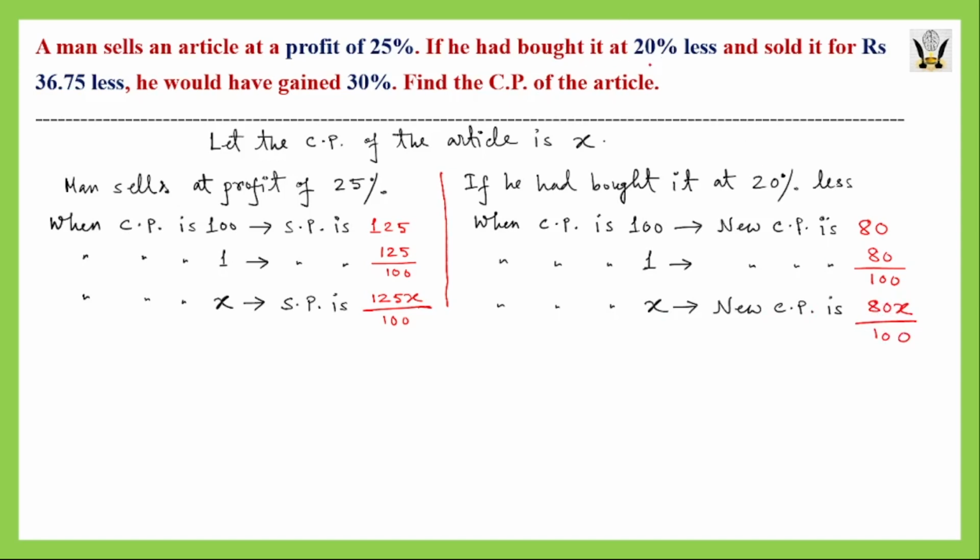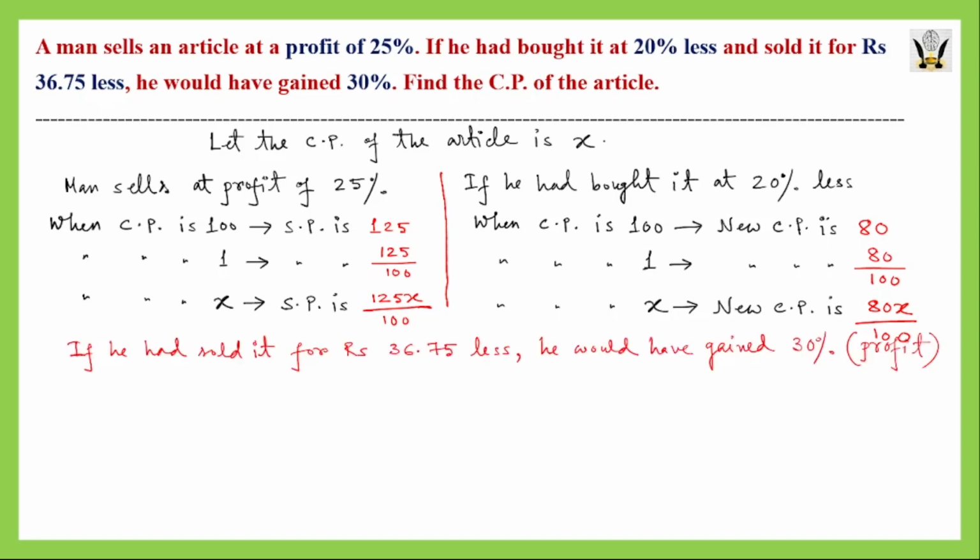So if he bought it at 20% less and sold it for rupees 36.75 less, then he would have gained 30%. So if this is the new cost price, and the new selling price is 36.75 less, then the gain would have been 30%. So if the cost price is 100, and since finally he is gaining 30%, the selling price will be 30 more than 100, so it will be 130 rupees.